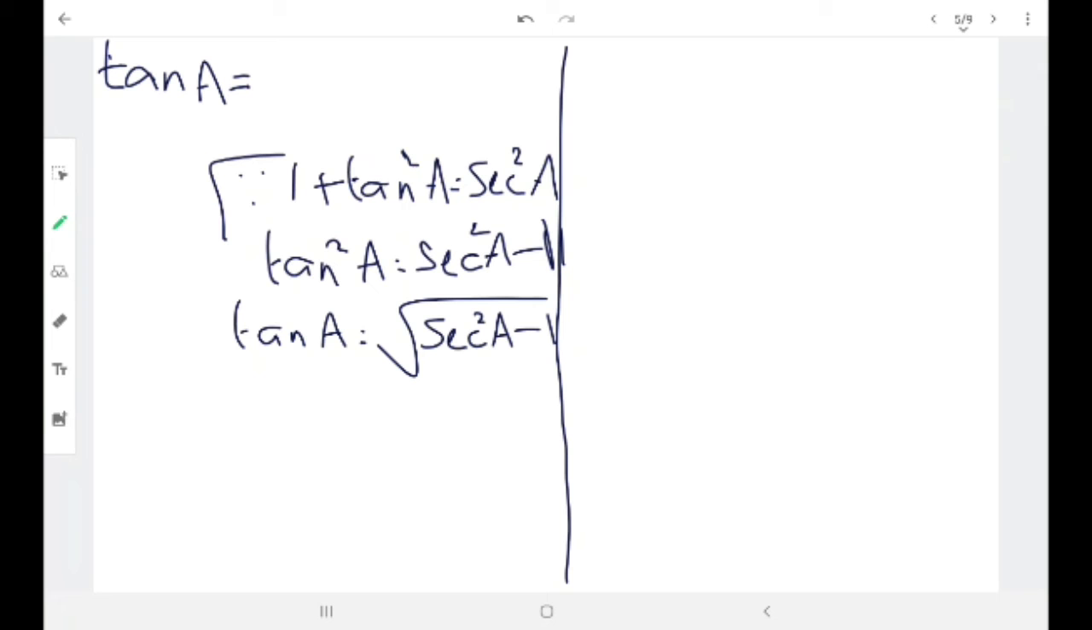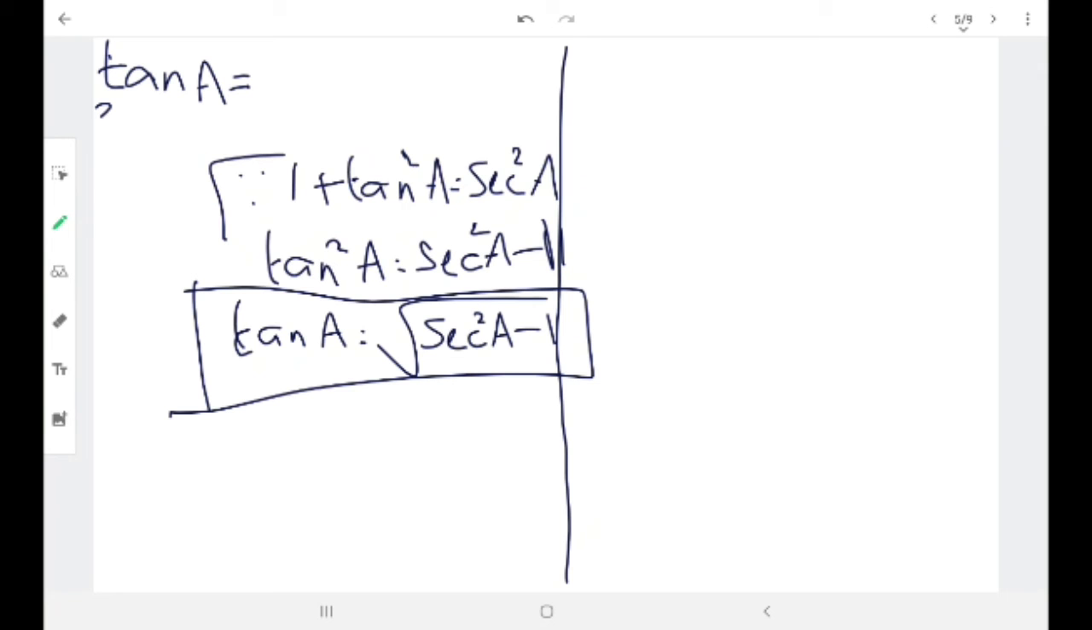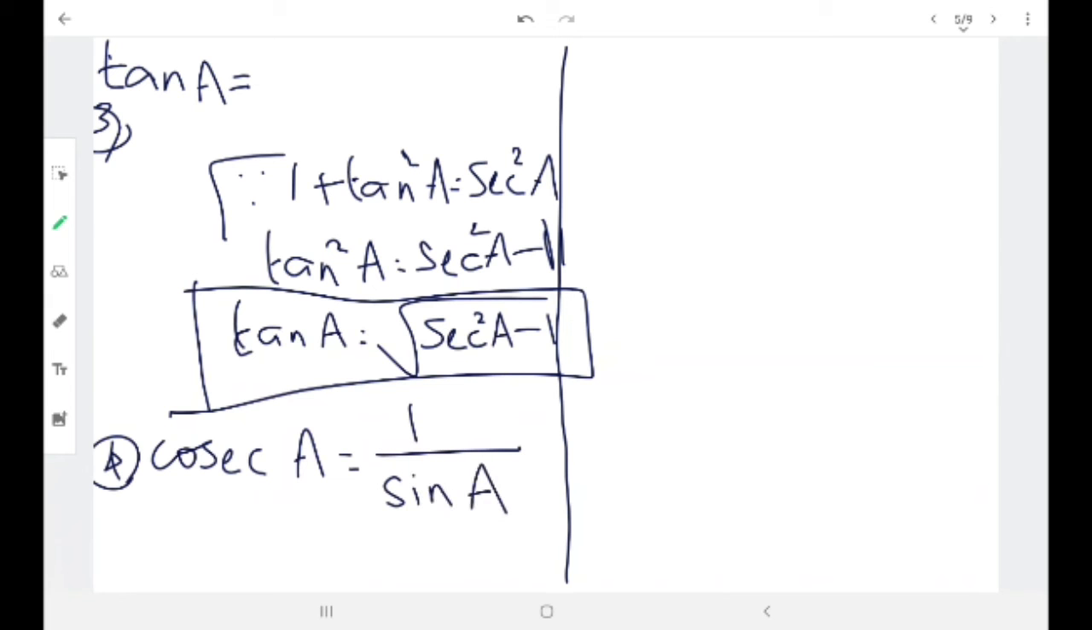Then cosecant A. This is third one. Now fourth. Cosecant A in terms of secant. Cosecant A is the reciprocal, 1 by sin A. We already wrote that sin A is equal to root of secant square A minus 1 by secant A. Therefore, the reciprocal, 1 by sin A, will become secant A divided by root of secant square A minus 1.